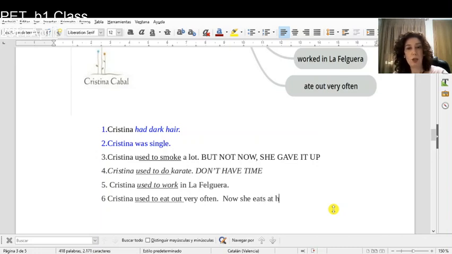Then, to use the used to plus infinitive, it must be a routine or past habits, the first rule. And the second characteristic is that there is a change. Then if you used to smoke, it's because now you don't smoke. If you say she used to go running, it's because now she doesn't go running. You understand? We need a change and past habits. Then, this was the explanation.